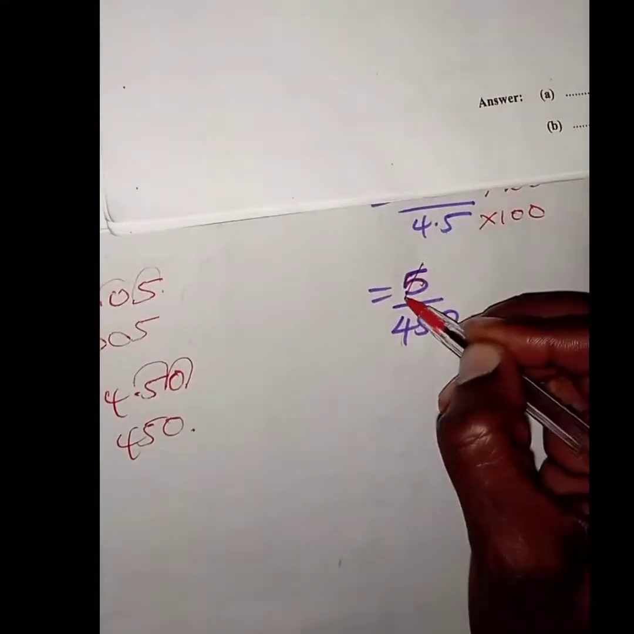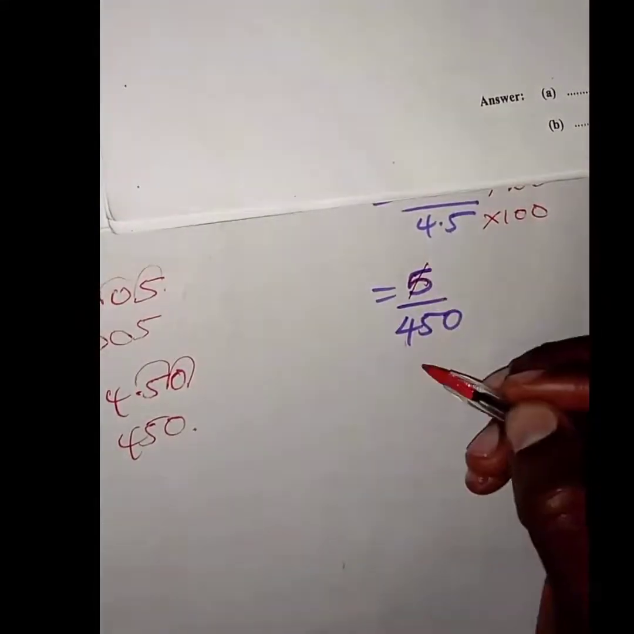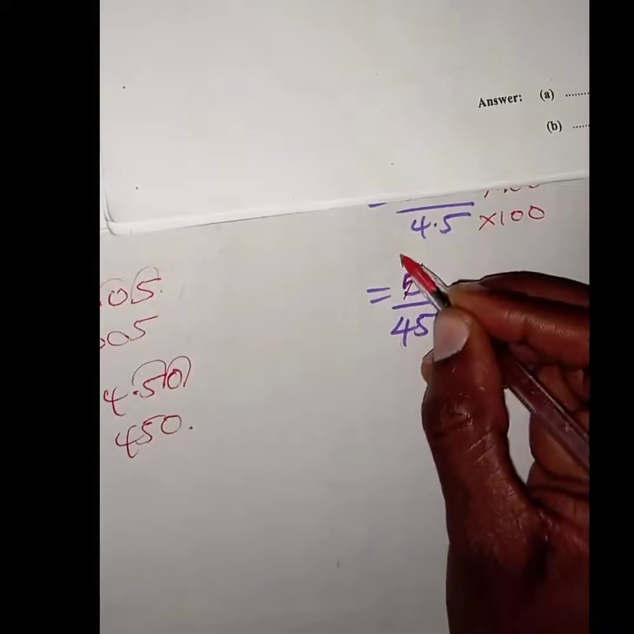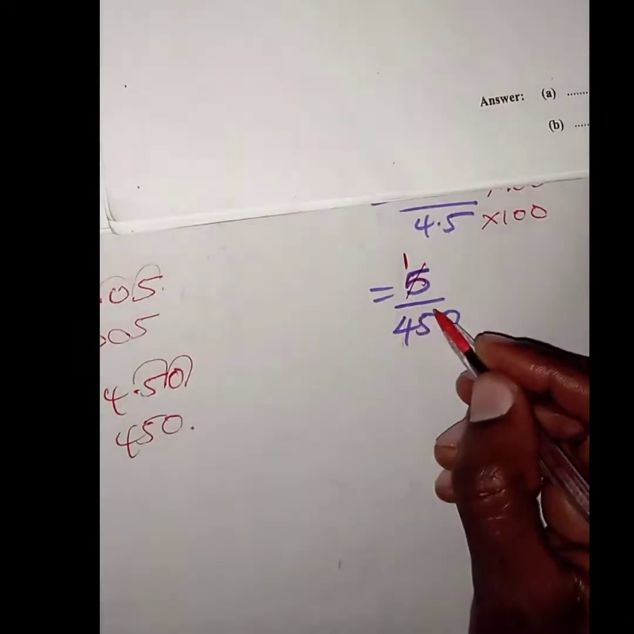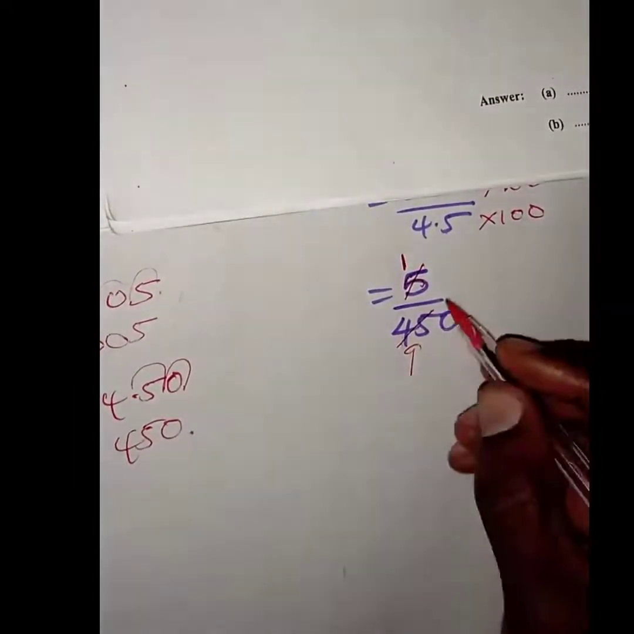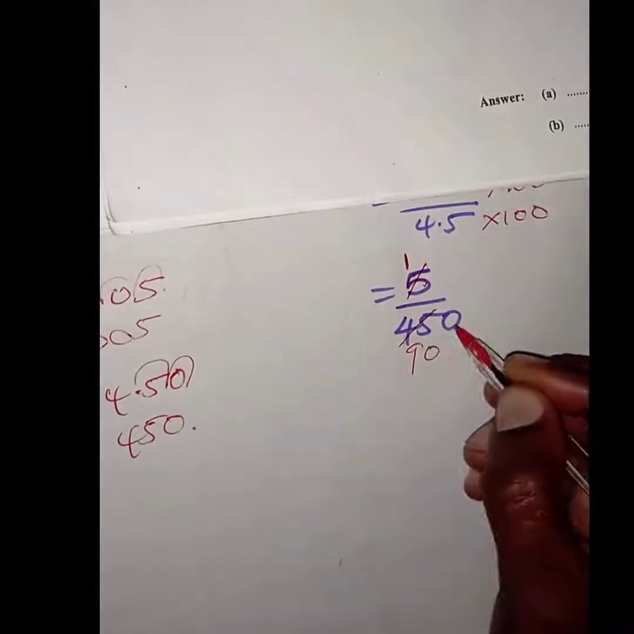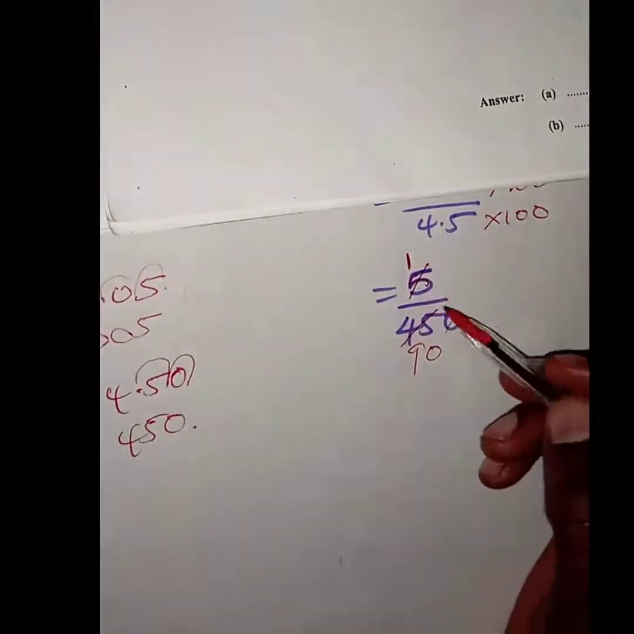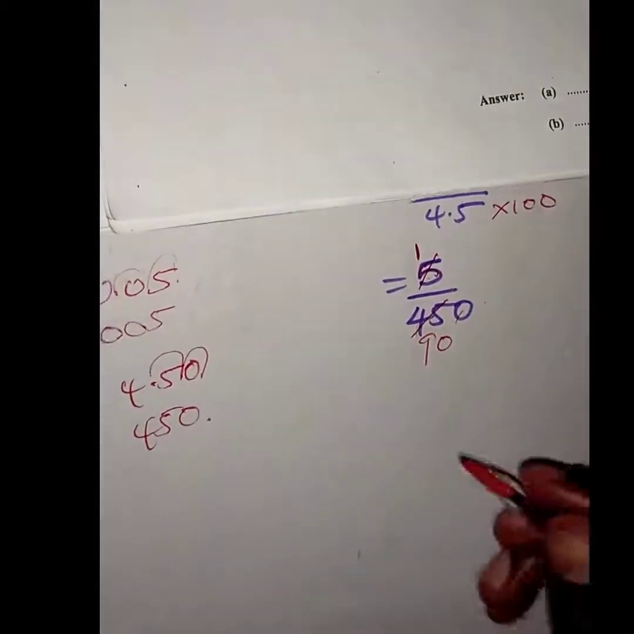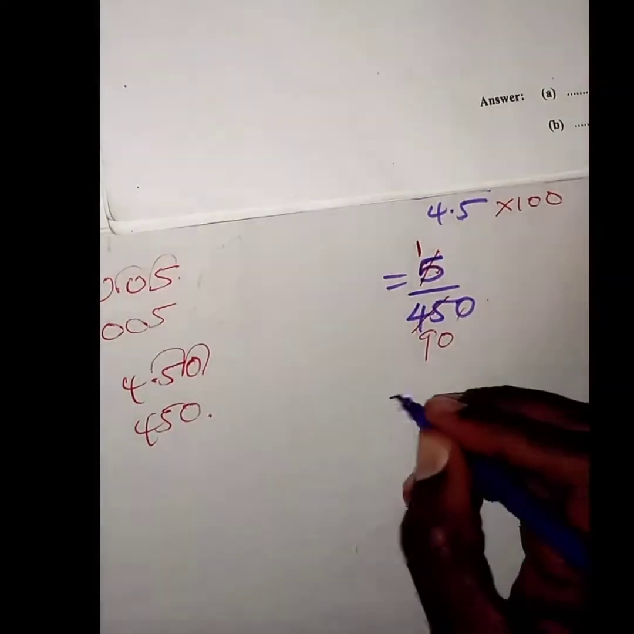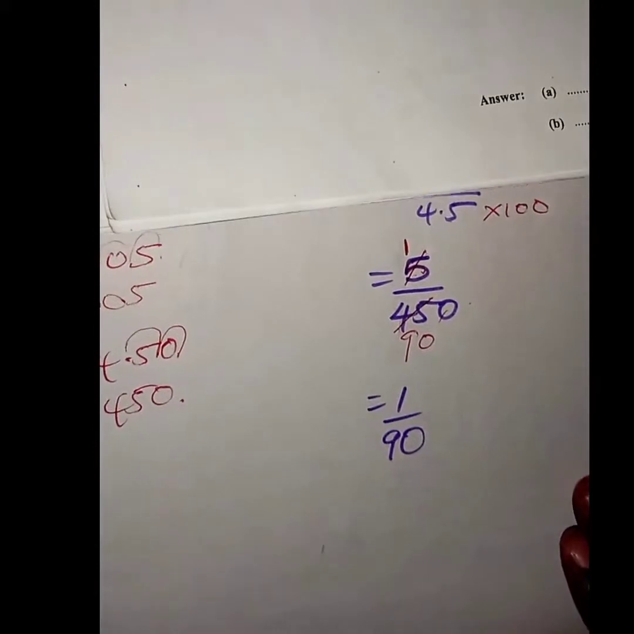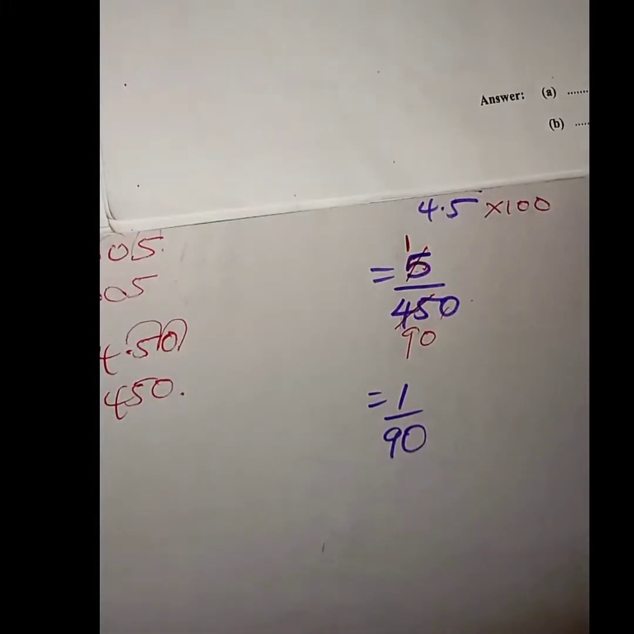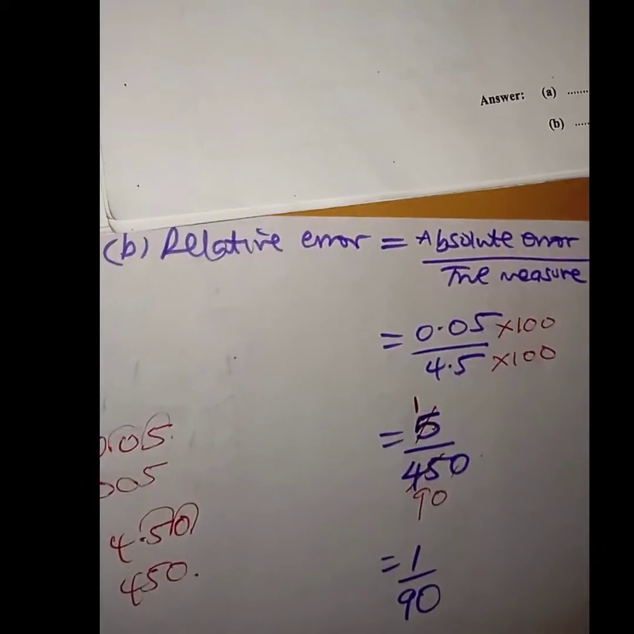Now let us divide, let us reduce this. There's a number which will go into 5 and 450. 5 into 5, 1. 5 into 4, it can't, so 5 into 45 is 9. 5 into 0 is 0. It means 5 into 5 is 1, and 5 into 450 is 90. So as you can see, we have remained with 1 over 90. You can leave it like this. It is fine. Leave it like this as your relative error, right?